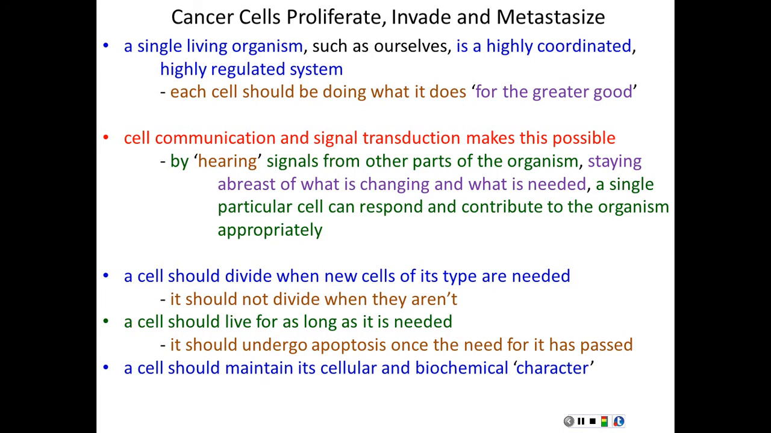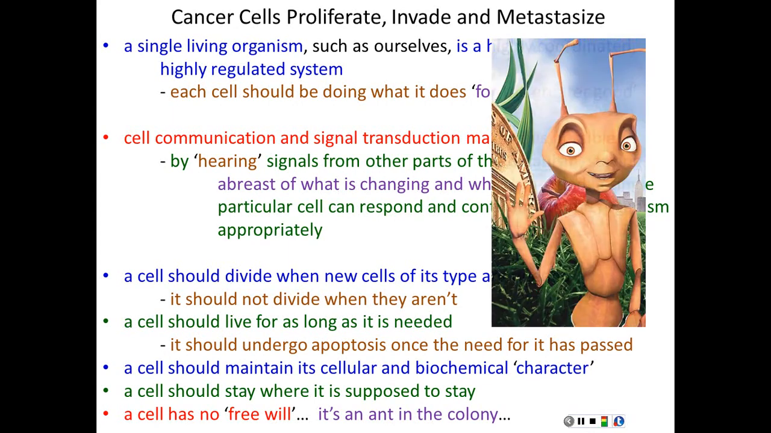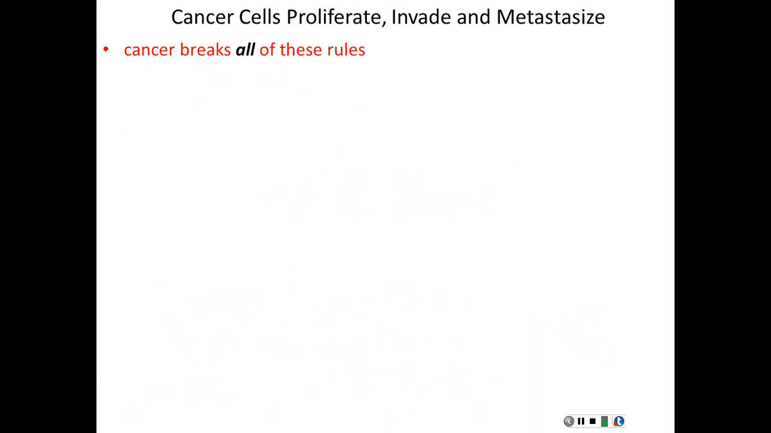Cells need to maintain their cellular and biochemical characteristics despite all that might be going on around them. In other words, a lung cell should always behave like a lung cell and always make lung cell proteins. A cell should stay where it's supposed to stay. Lung cells should be in the lung. Essentially, cells have no free will. Cells are ants in the colony, each with its own job, each with its own role, and the colony will break down if ants stray from those roles, and the same is true of the larger organism. The larger organism will break down if each cell begins to exert free will.